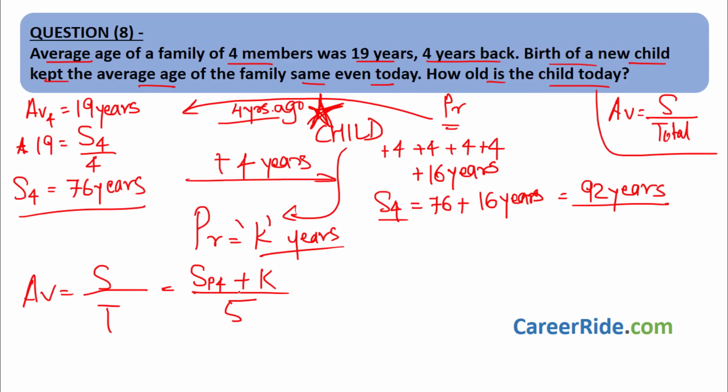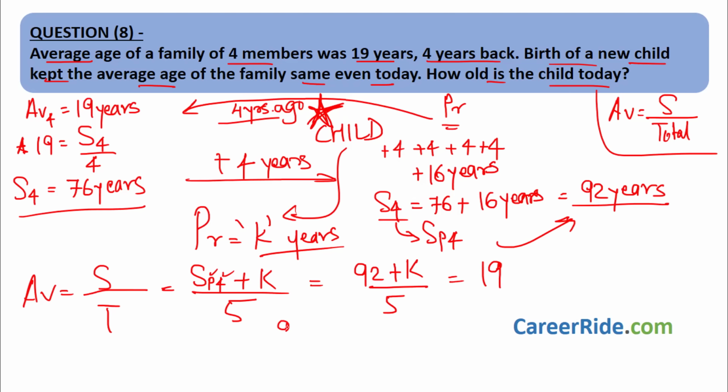The numerator is the sum of the ages of the 4 family members plus the age of the child. Now what is this S_P4? That means the sum of the present ages of the 4 family members. This is nothing but 92 years, right? Presently. So it would be (92 plus k) upon 5. Now here they have given that the birth of the child kept the average age of the family the same even today. So this is nothing but the same average, 19 years.